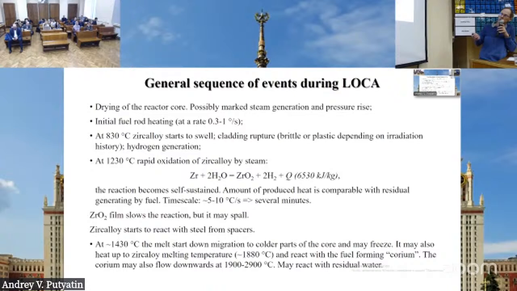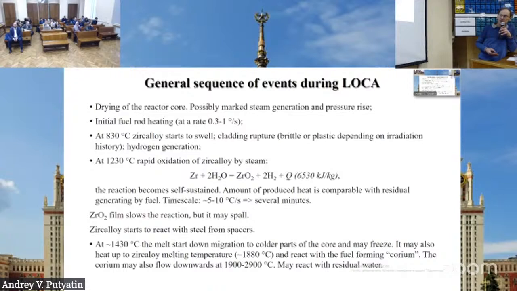What is important is that at 830 degrees zircaloy starts to swell, of course, the exact temperature depends on the exact zircaloy composition. And of course, fuel starts to interact with zircaloy, so we have a very complex thermomechanical interaction. And hydrogen starts to be generated. And at 1230 degrees, zircaloy starts to oxidize very rapidly by steam. A very important reaction, which produces a lot of hydrogen and a lot of heat.